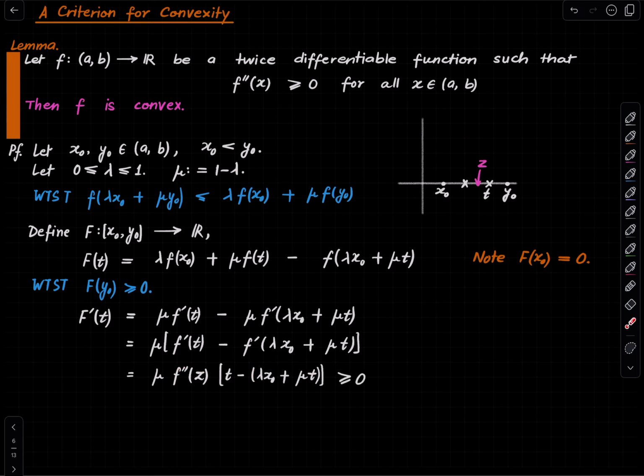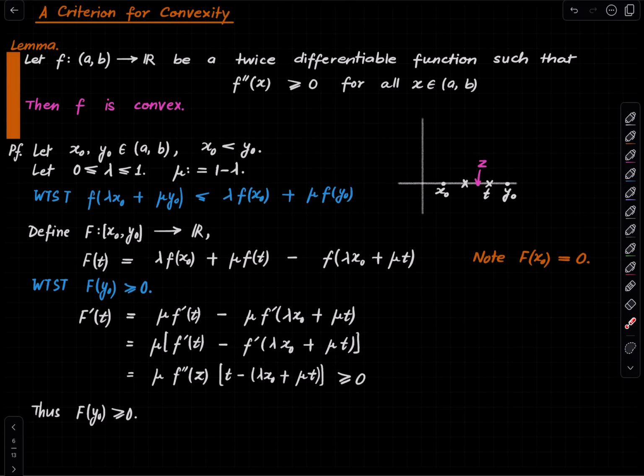So now we just combine this observation along with this observation to deduce that F of y0 is indeed non-negative, right? Since y0 is strictly greater than x0, and since the derivative of F is always non-negative, F is an increasing function, and since F of x0 is 0, the increasing nature of F now implies that the function F has to be non-negative at y0, and that is what we wanted to do. So that shows the convexity of the function little f.